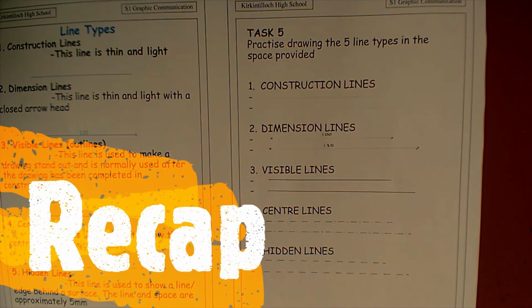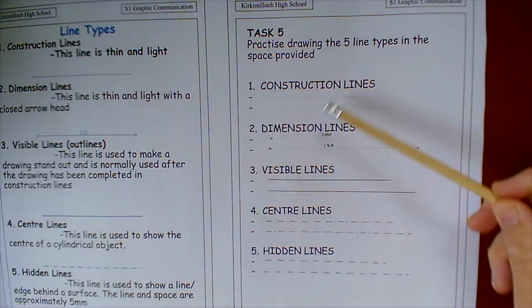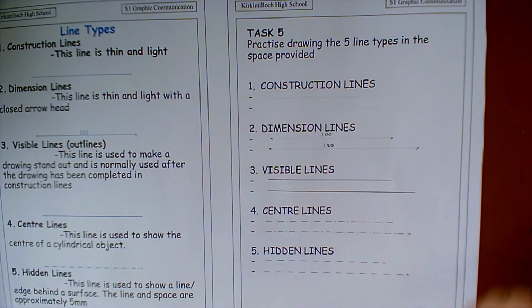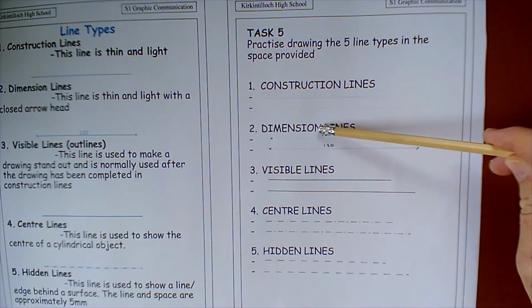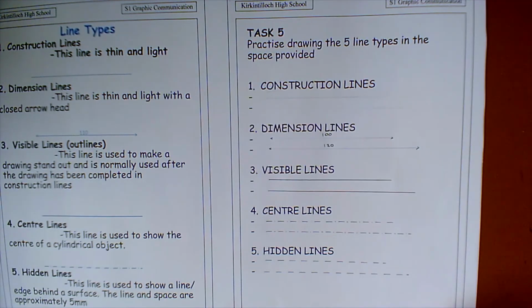So just as a recap, we have learned how to draw 5 different types of lines for orthographic drawing. We have our construction lines that are very light. I rubbed mine out and redid it, so it's more the weight that I would normally do. We have dimension lines with arrows at either end and the size clearly above the middle point.